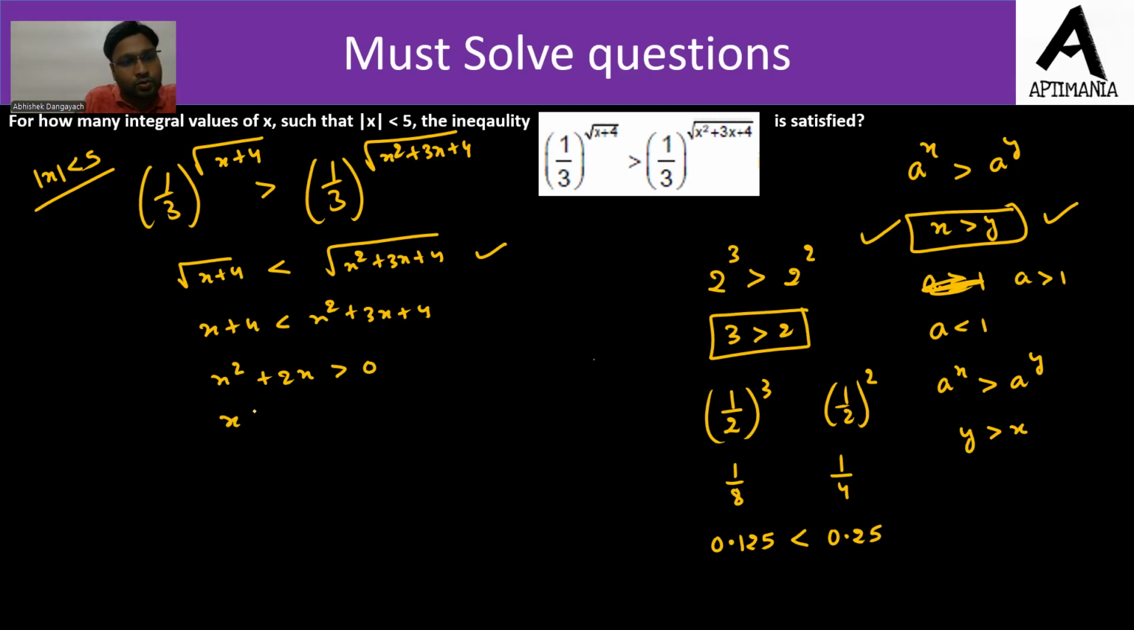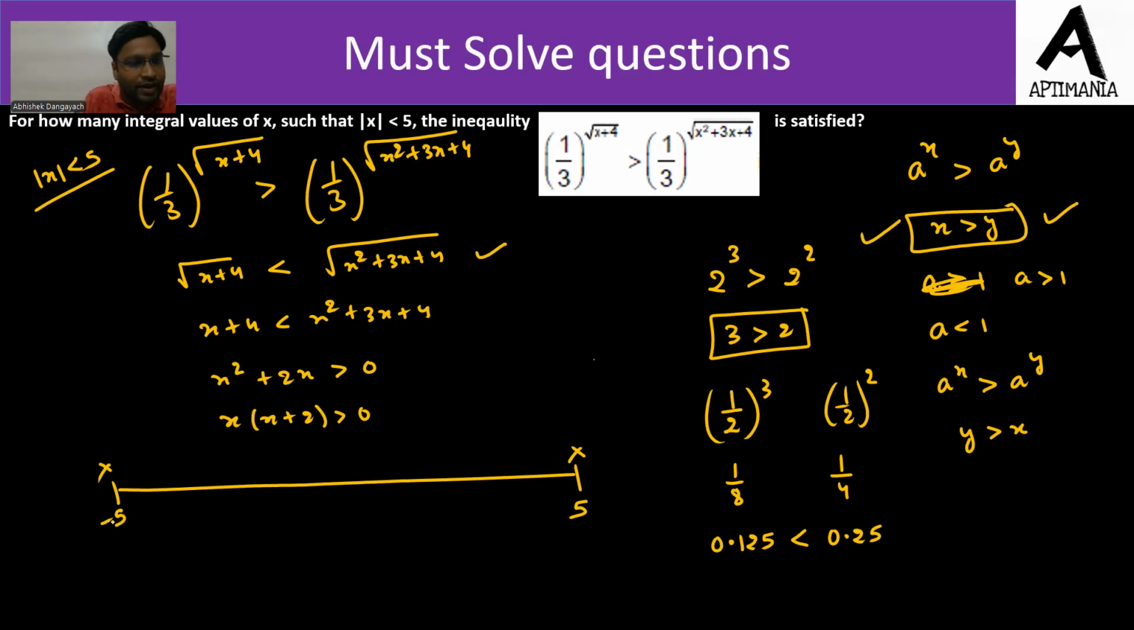Or x into x plus 2 should be greater than 0. Now we have the condition for x. X is from minus 5 to 5 and these values are not included. Minus 5 and 5 are not included because mod x is less than 5. So these two values are not included. And from here, the 2 critical points that we can have is x equal to minus 2 and x equal to 0. Now in this particular range, from 0 to 5, none of the integers are included. Neither 0 is included, neither 5 is included. So the included integers are 1, 2, 3 and 4.